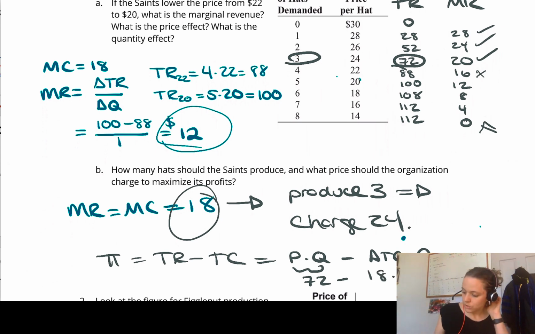And that's going to be equal to 30 plus 24, 54. So it's going to be 72 minus 54. And so that's going to give us a profit of $18, which is not bad. So that's how we would work through a problem like that.